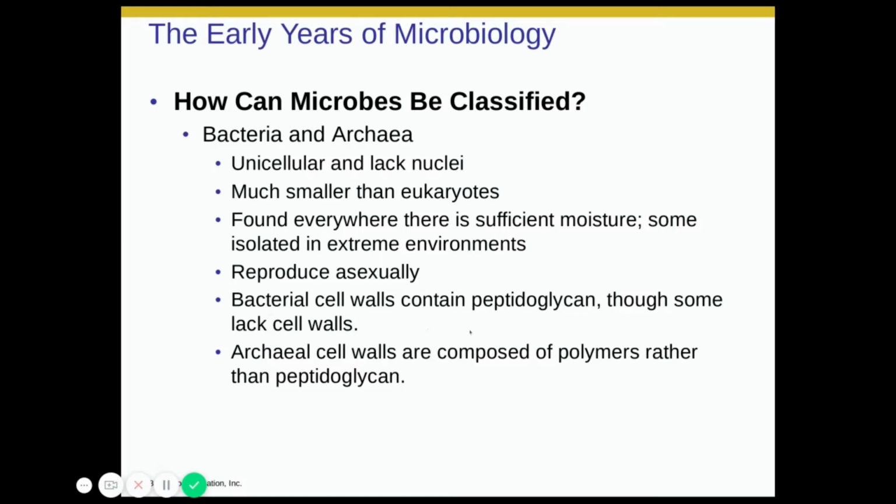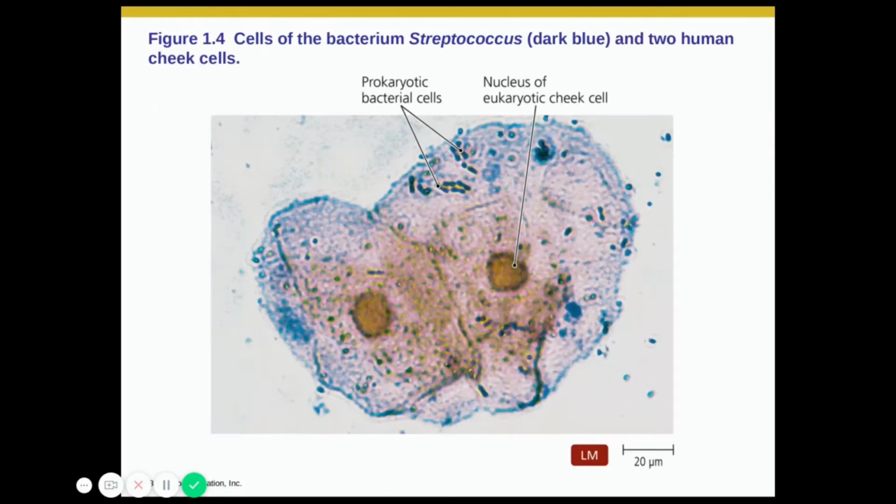Right, and bacteria do have peptidoglycan in their cell walls, and some don't even have cell walls at all. When you look at like the mycobacteria, right? So moving on, right, we see some cells here. Now here's an example of two different types of cells.